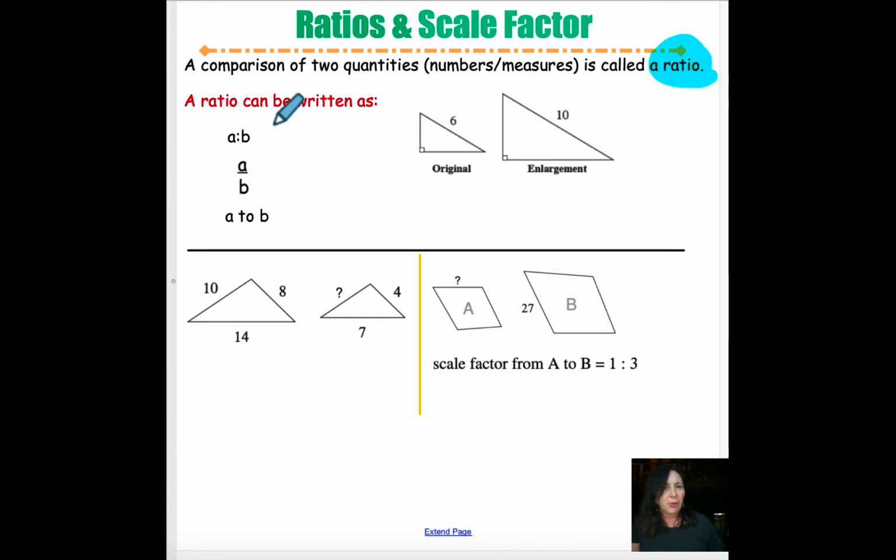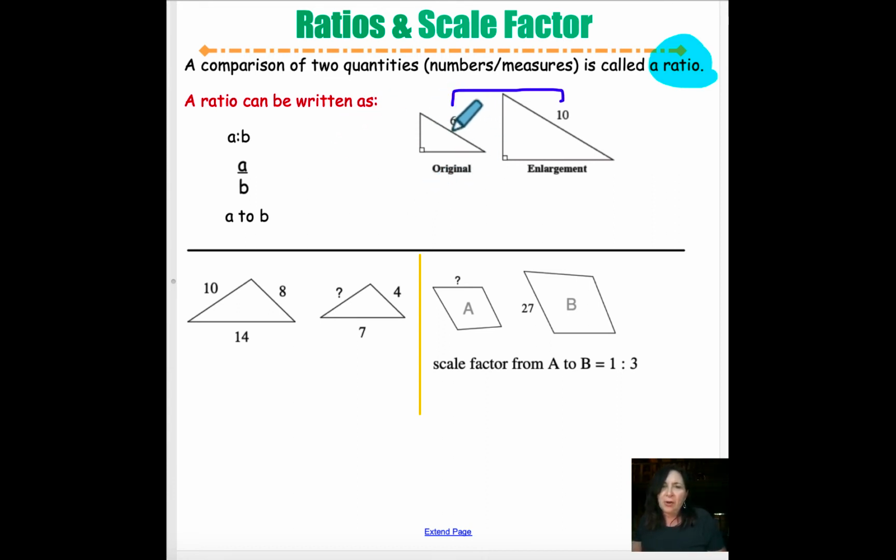The ratio can be written 3 ways. You write it as A to B, like this, or as a fraction, or with a colon. So what we have here is a comparison of 2 similar shapes. We have the original and we have an enlargement. It's like a dilation, right? And so what I want to know is what my scale factor is. You're going to write your scale factor as a ratio of those 2 numbers.